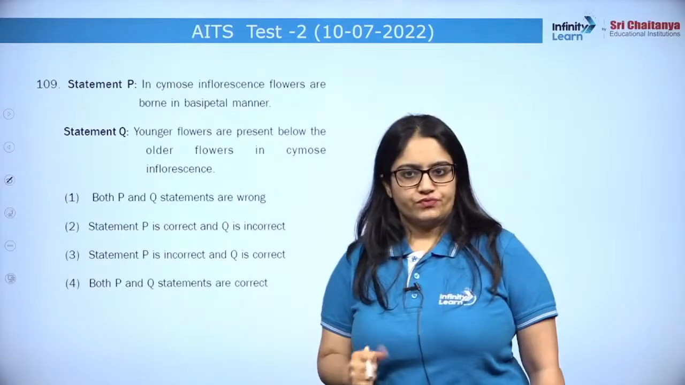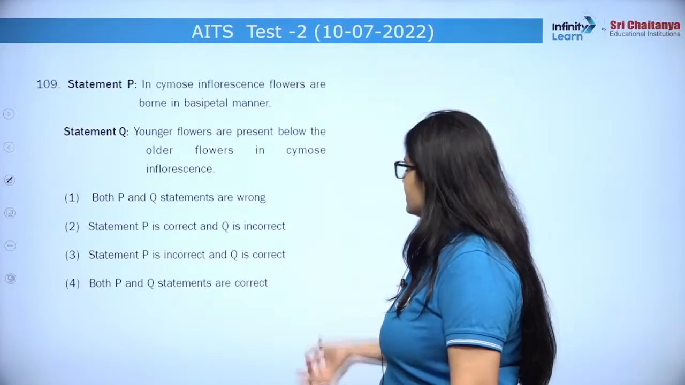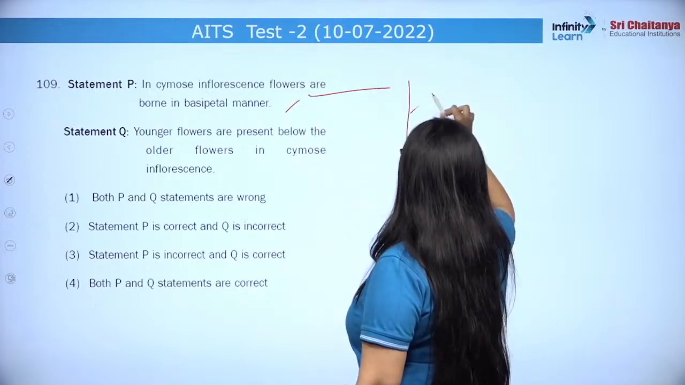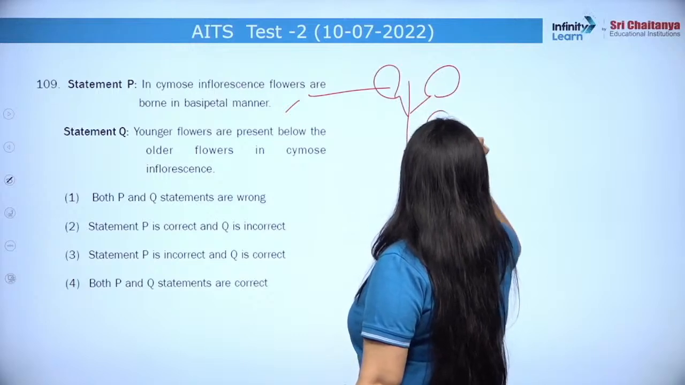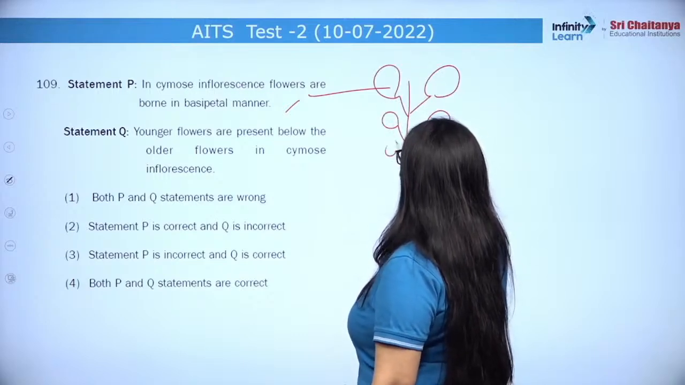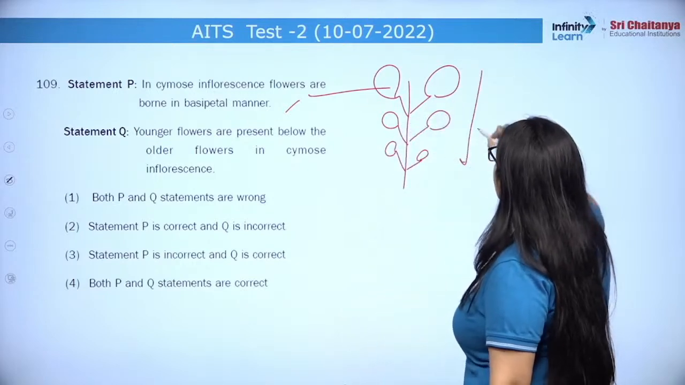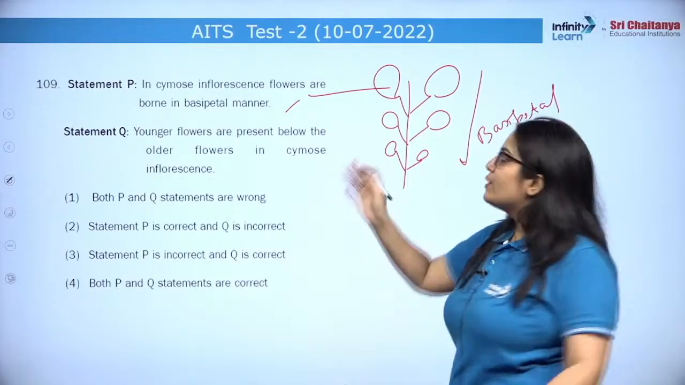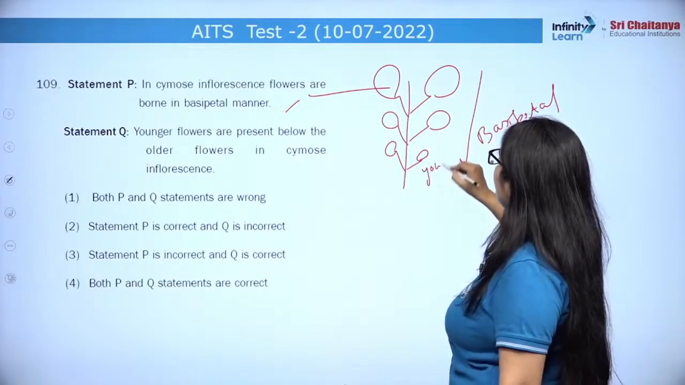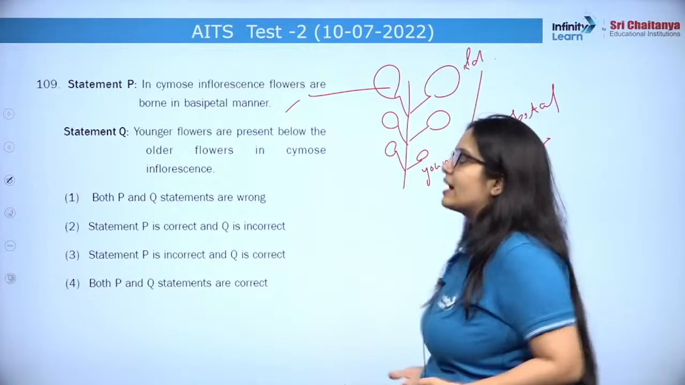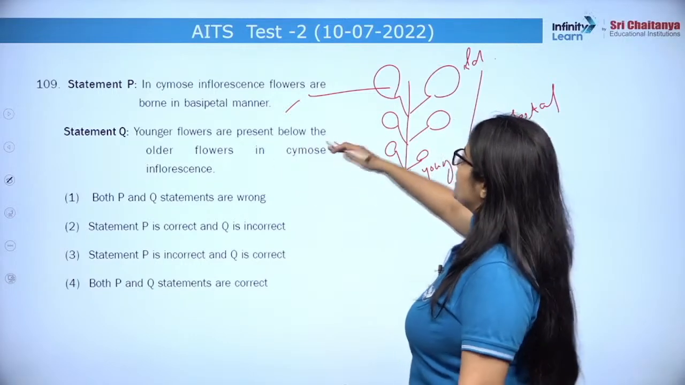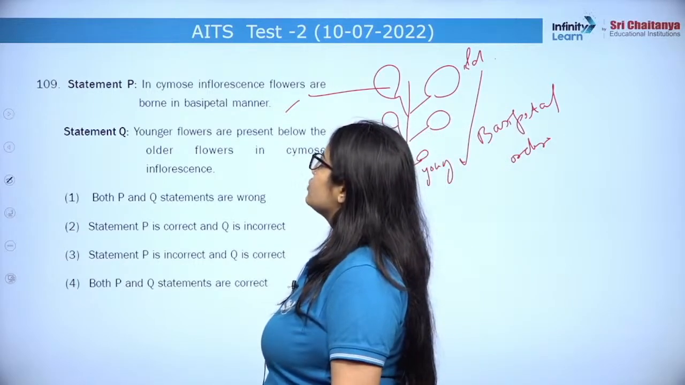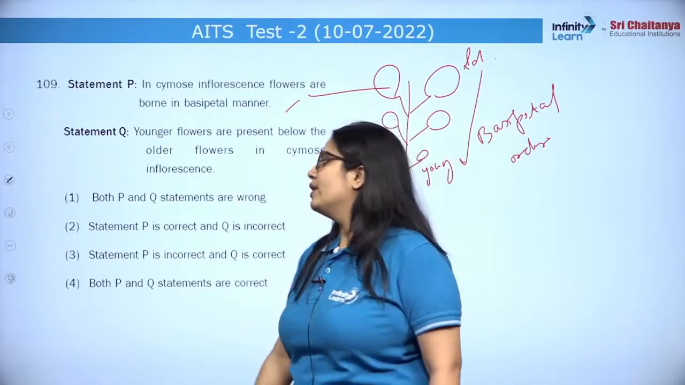Statement P and Q. So let's find out. In cymose inflorescence, flowers are borne in basipetal manner. This is absolutely correct. This looks somewhat like this. So what are you seeing? This is basipetal order. What do you mean by that? That means the old ones will come above and the young ones will be below. This is basipetal. This is a characteristic of cymose inflorescence. Young flowers are present below the old one in cymose. So P is also explaining that. So we can see that, my dear students, P and Q statements both are correct over here.